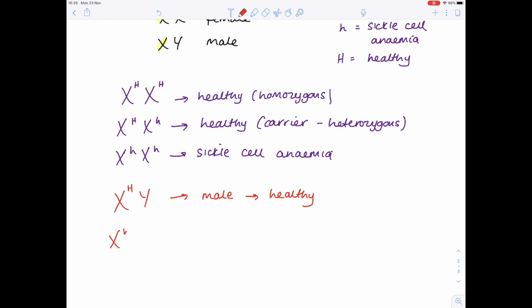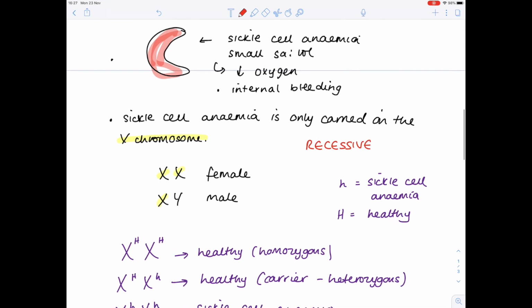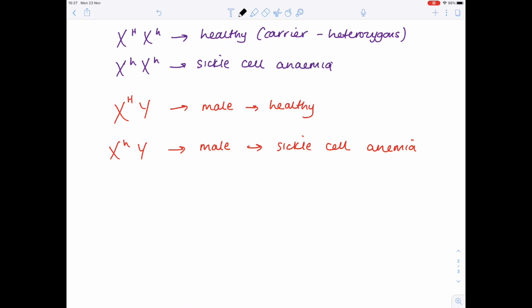The only other combination is this setup, which again is a male, but unfortunately they have sickle cell anemia. So the things I really want to point out to you at this point is, remember that sickle cell anemia is carried by that X chromosome. You must remember that it is a recessive disease and that it's a disease of the blood which lowers the oxygen carrying capacities. Now we're ready to do some genetic crosses to work out the chances of a child having sickle cell anemia.